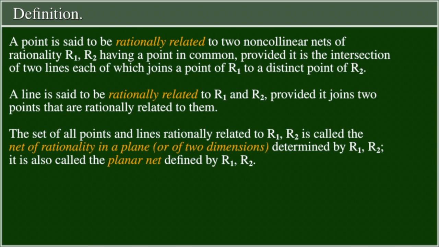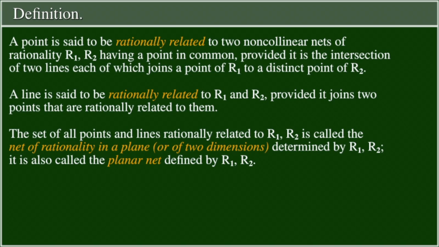Definition: a point is said to be rationally related to two non-collinear nets of rationality R1 and R2 having a point in common, provided it is the intersection of two lines, each of which joins a point of R1 to a distinct point of R2.